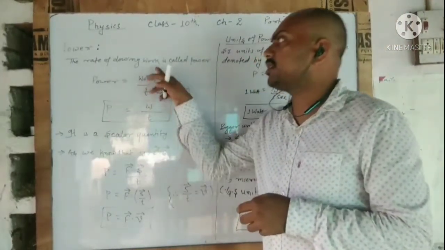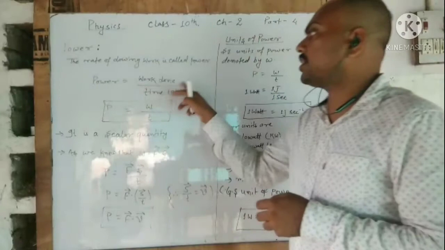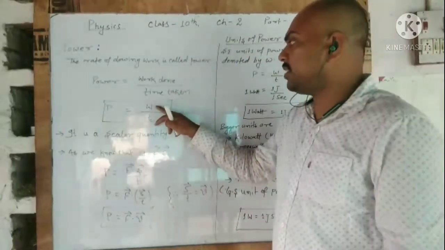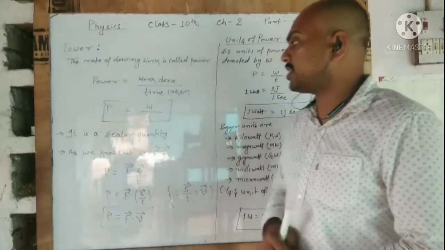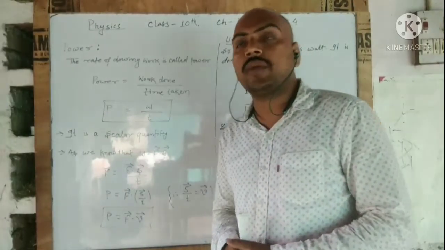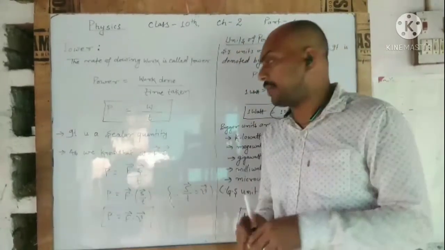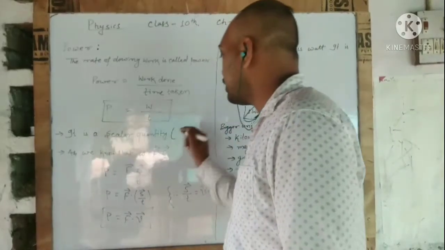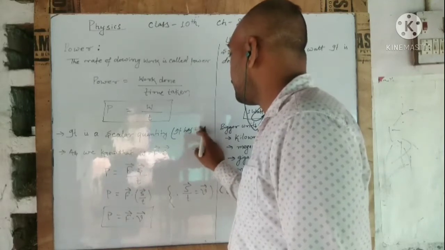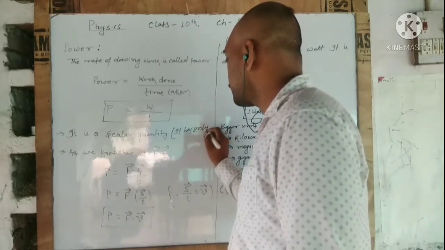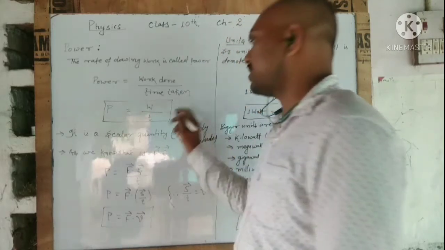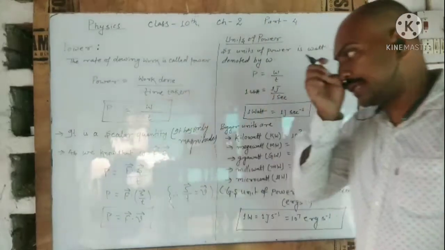So from this statement, power is work done by time taken. Work done is represented by W, and time taken is represented by T. Power is a scalar quantity. It means it has no direction, it has only magnitude. That's why power is a scalar quantity.